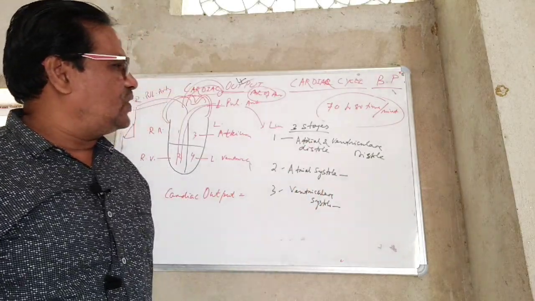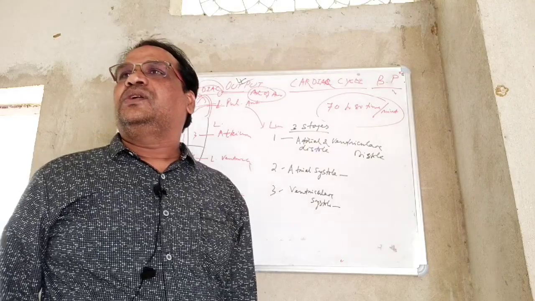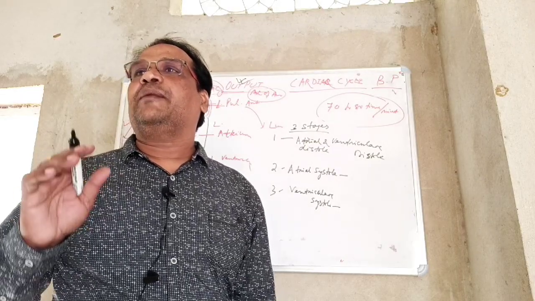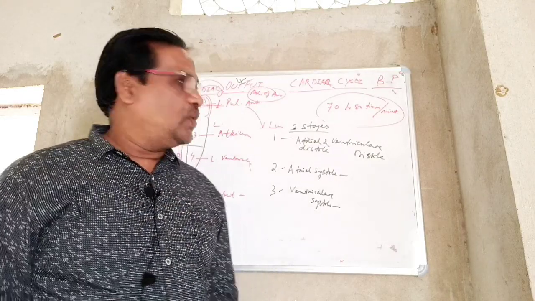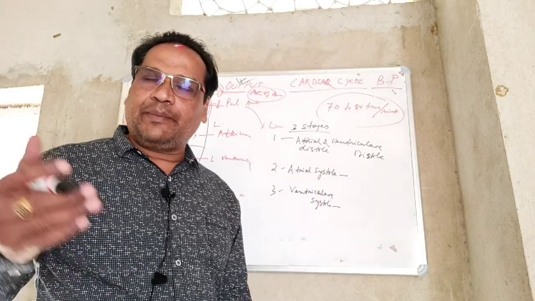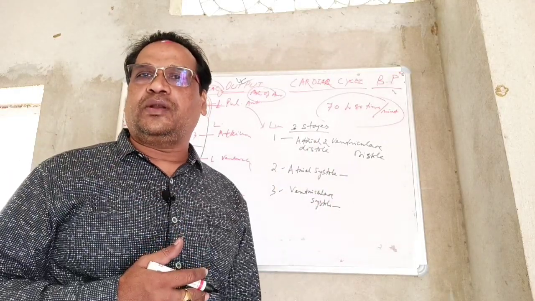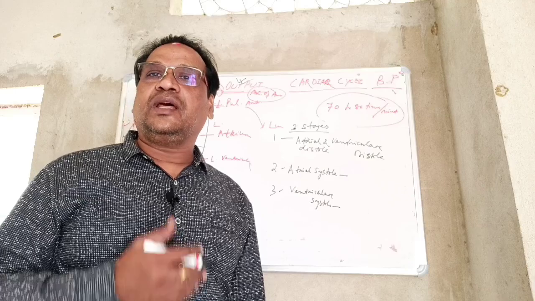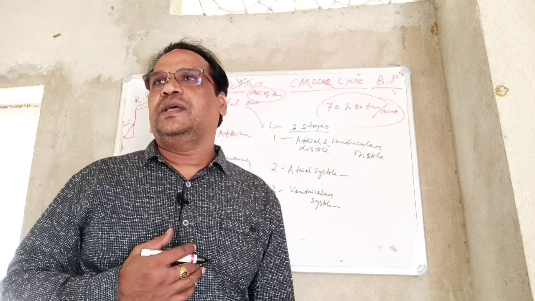What is atrial diastole and ventricular diastole? The chambers are relaxed and filled with blood. When diastole is there, the chambers are filled with blood. That is the relaxation of the heart.